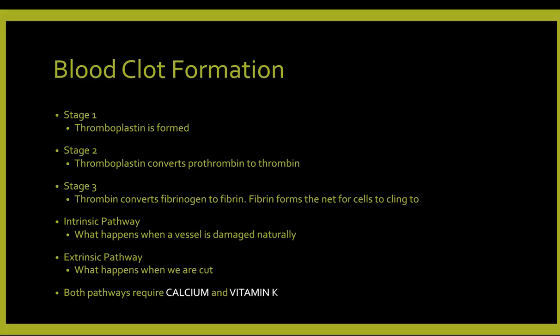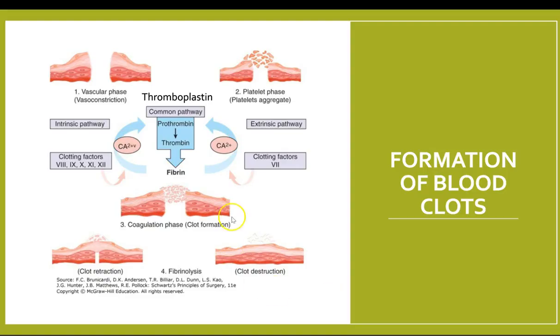The extrinsic pathway happens because we are usually bleeding a lot more than when we just fall and bruise, and so we need to get those clots formed a little bit faster. So the extrinsic pathway is a little bit faster. The intrinsic pathway is a little slower. However, both pathways require calcium and vitamin K to be able to function appropriately. So those are two important minerals that you need to know about for the rest of this chapter.